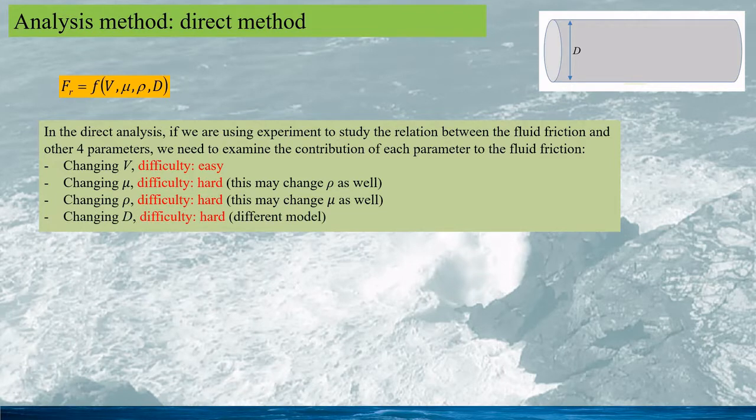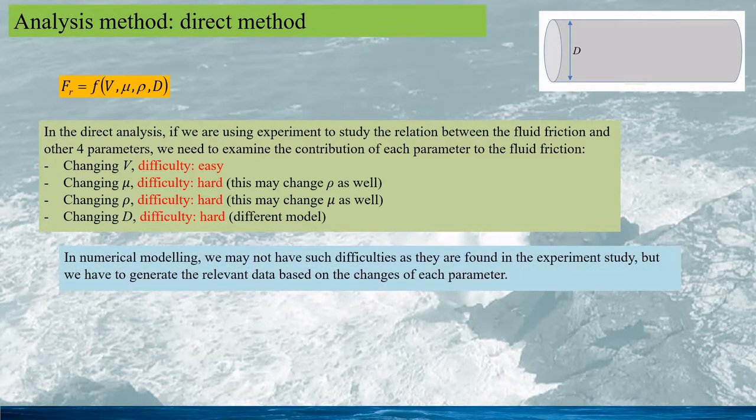And if we want to change the diameter, we need to use a different model. So we can see for changing all these parameters, it is not easy. The easiest way is changing the fluid velocity. If we use numerical modeling for studying the problem, we may not have such difficulties as those found in the experiment study. But we have to generate the relevant data based on the changes of the parameters.